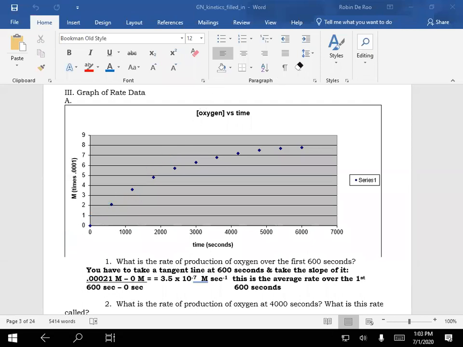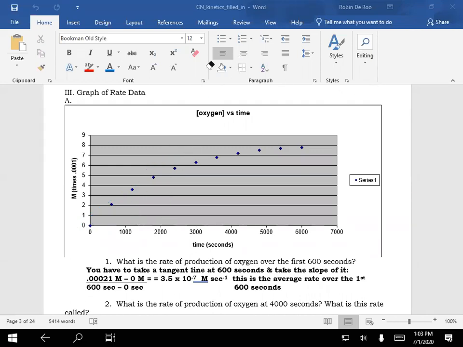And we would get some data points. I guess I can draw a line. Oh, look at that. There we go. There's a better line. So what you're doing is you're picking your 600 seconds and then making a tangent line close enough. And then you're getting the slope of the tangent line.